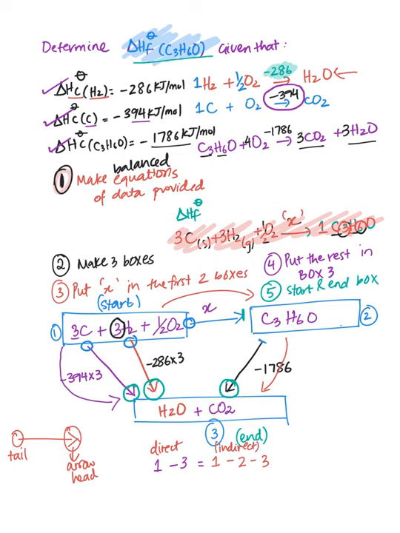Let's look at the values for box number 1 to 3. You have this going 1 to 3 and you have this going 1 to 3. So can I write this as minus 394 times 3 plus minus 286 times 3? These both values correspond to box number 1 to 3 directly, and this equals going from box number 1 to 2, and the value for that is x, and the value for 2 to 3, which is minus 1786. So can I put that down as x plus minus 1786, and we can find the value for x.